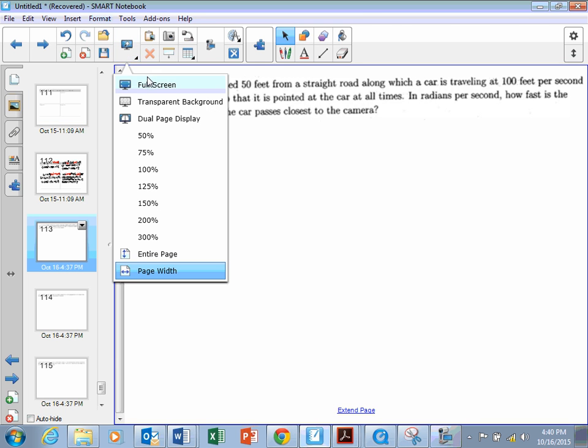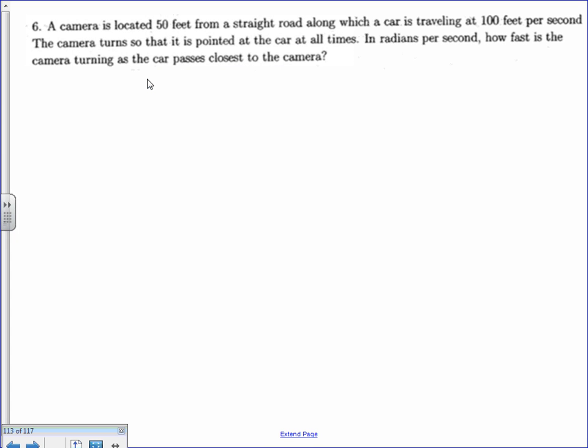Okay, here are the answers to the harder related rates problem. So we've got a camera located 50 feet from a straight road. I'm going to draw a road up here, do my best to make it look like a road. There are those little marks that go down the middle of the road. And here's our camera right there. The camera's just going to be a box. I don't feel like drawing anything more.